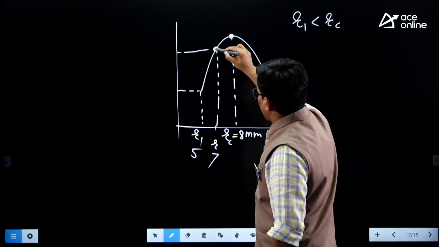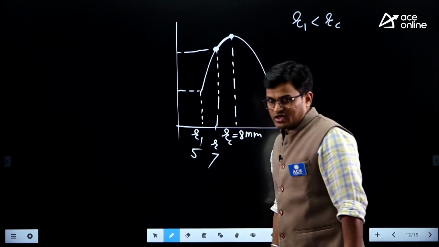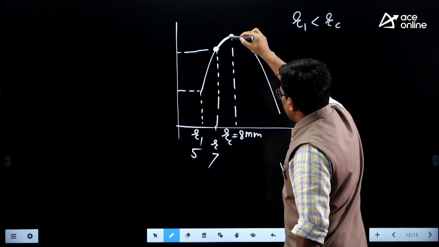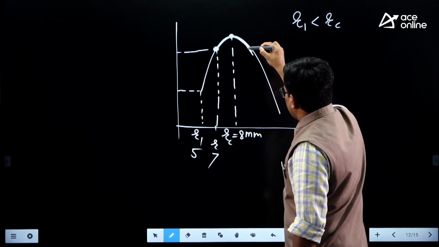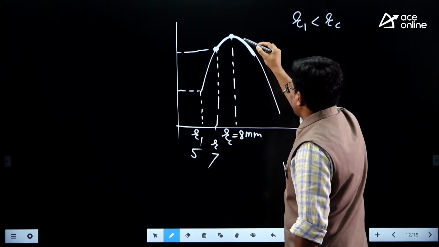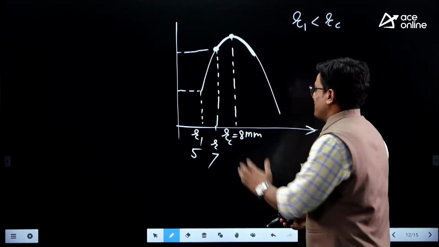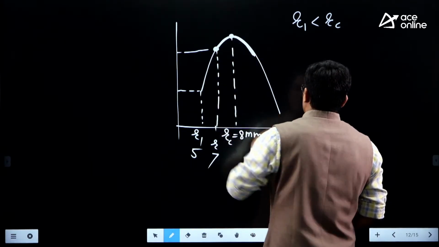Suppose you are here and you keep on adding the insulation like this. So check initially what happened. Initially heat loss is increasing, then heat loss will decrease. So this is the graph. From here initially heat loss increases, then decreases.